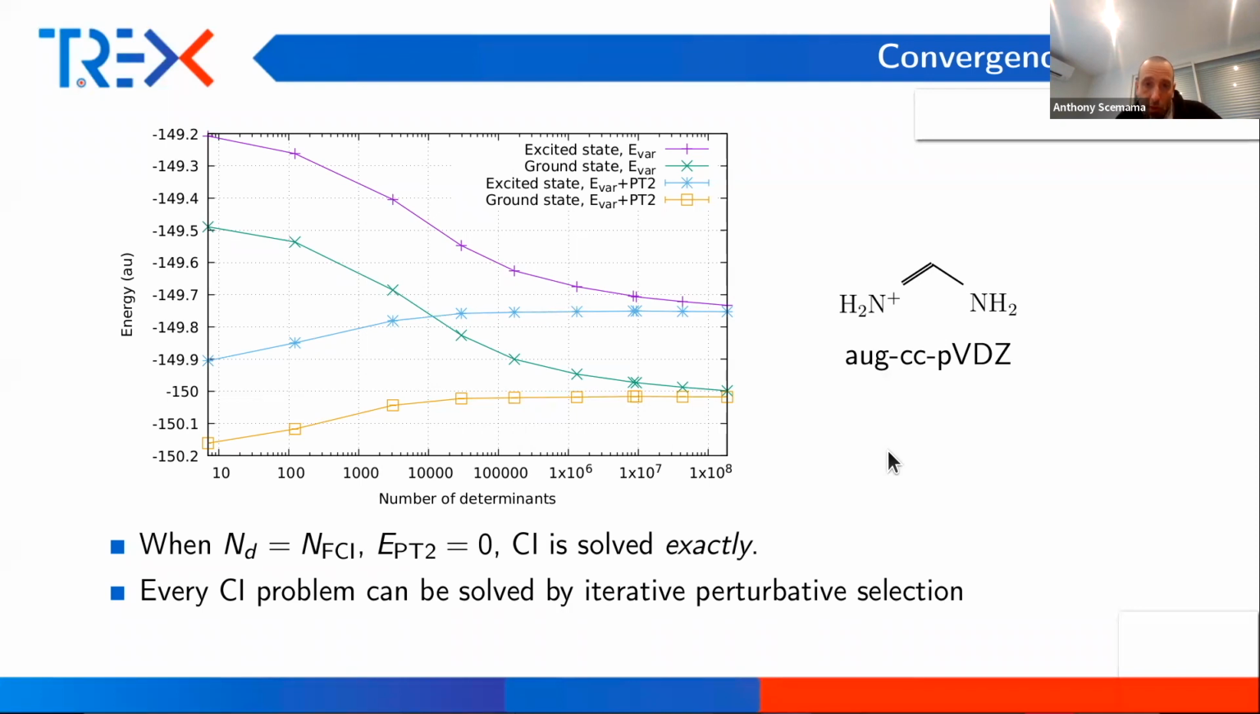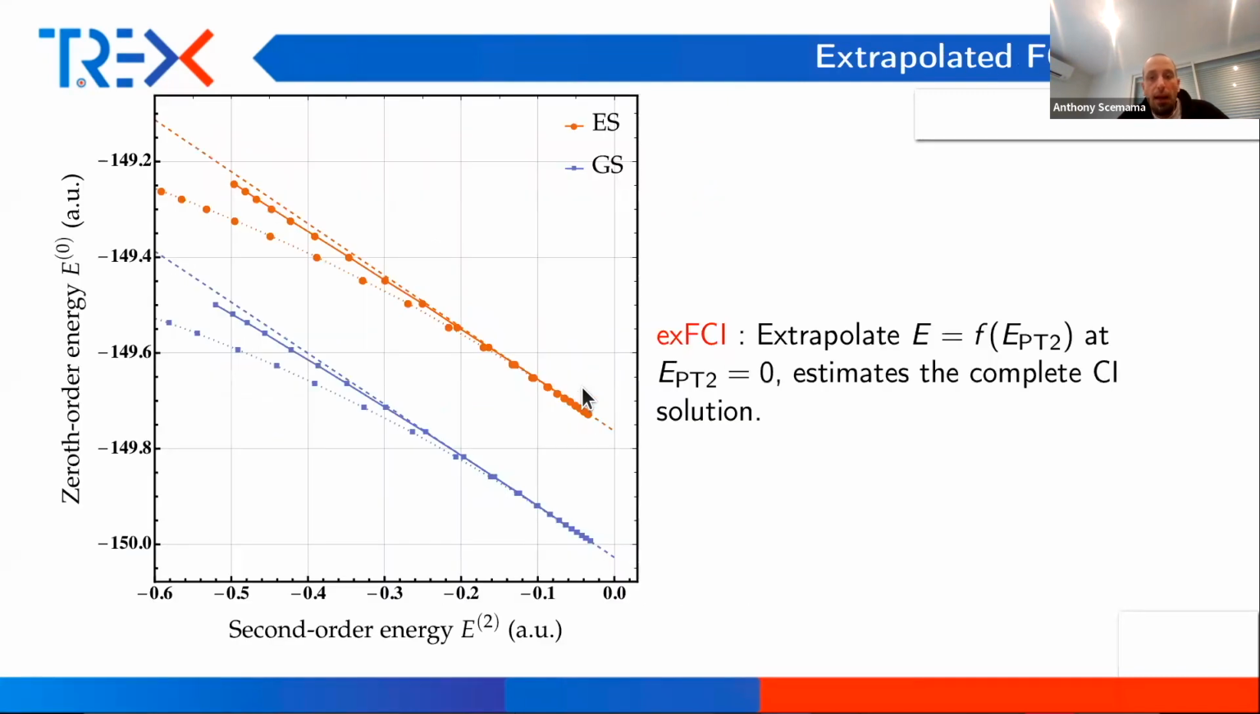And so what you see, you will always have this kind of profile, and it's important to keep in mind that you can use really this selection algorithm for any kind of CI calculation you want to do. It's not only for full CI. And okay, so now how do we estimate the full CI energy?